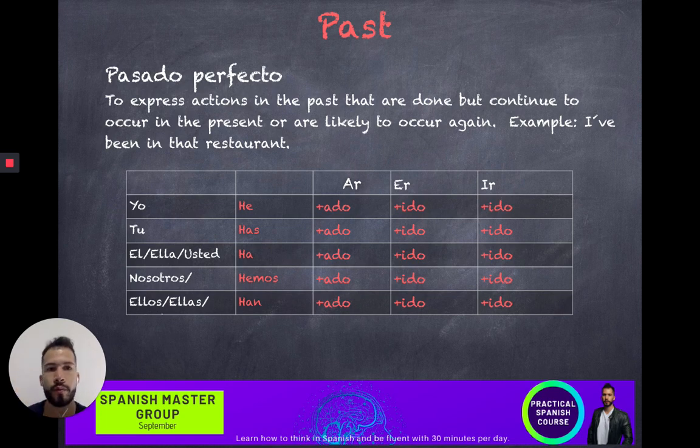It is like I've been, I have. He, has, ha, hemos, han is that have conjugated in Spanish. It comes from the verb haber. And then all you have to do is to the verb add at the end ado for ar and ido for er or ir.